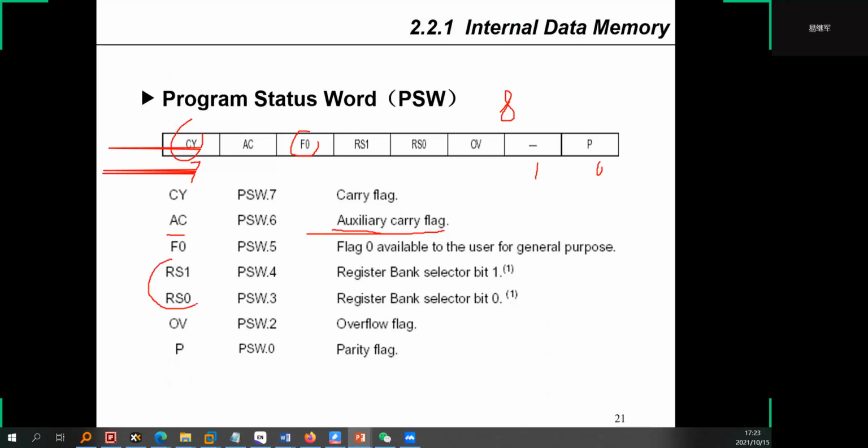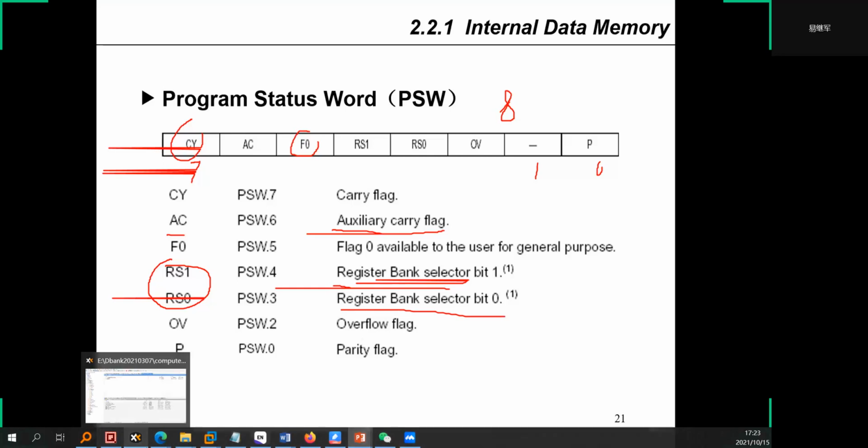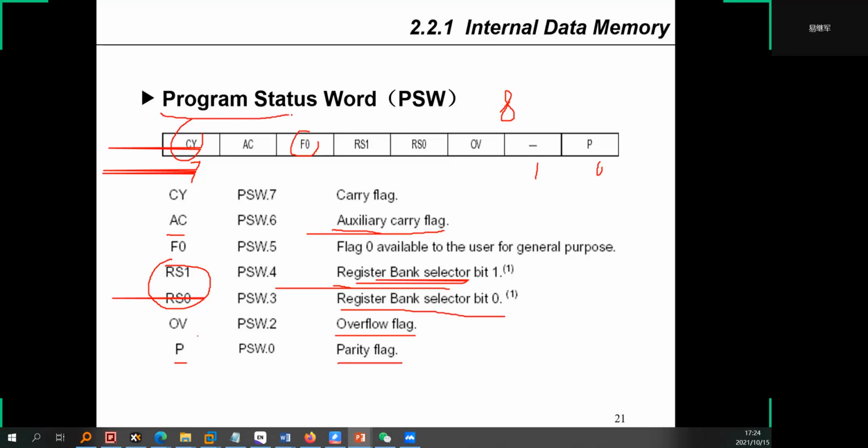Here is the register bank selector. OV is for overflow. P is the parity flag. This is a special function register that we use often.